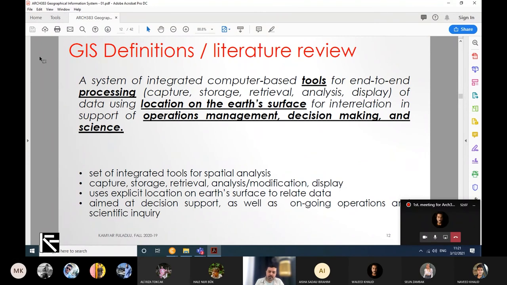Actually, the data that we are going to capture is any data which has a location on the Earth's surface. It means that it is spatial data. It geographically has a location. And our aim, our goal, is to support our operation management and to support our decisions. So this is, I think, a good definition for a GIS. Of course, any other definition can include these five keywords: a powerful set of tools, spatial data, and a decision support system. It is the same definition and it is good.